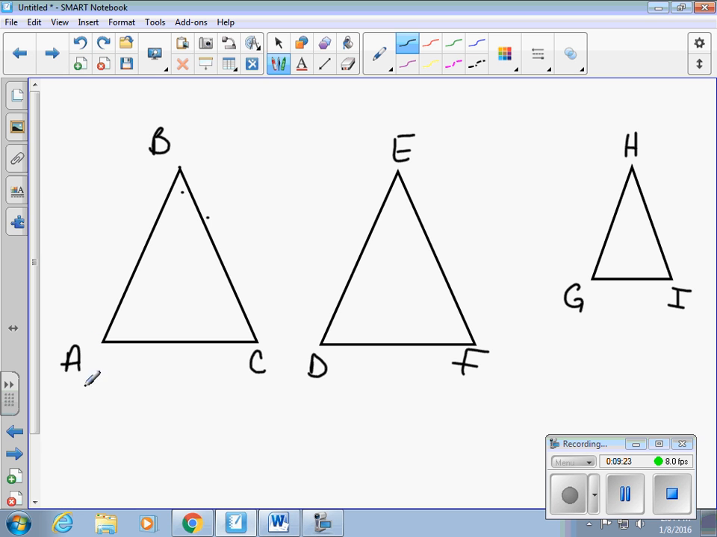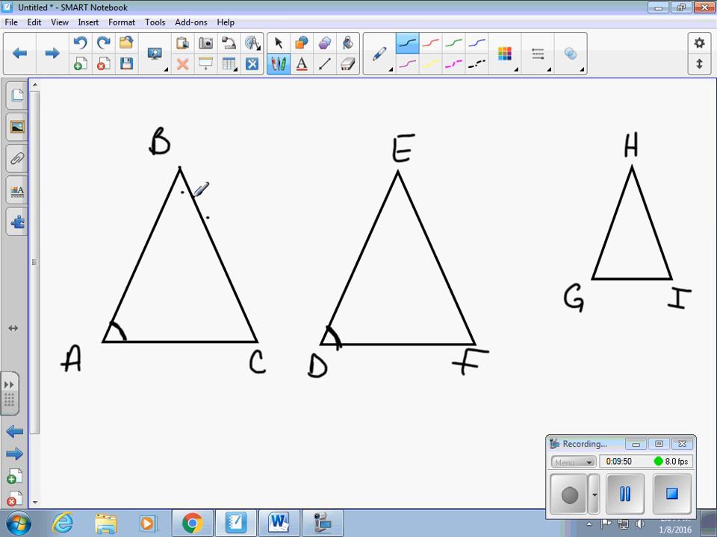Point A, okay, which is this angle. So when I do one letter, it's an angle. Angle A looks like what angle out of the second triangle? D. Does everybody see how those correspond? Now, sometimes they'll put little marks on the paper. Like I did one little mark here that told me that angle A and angle D correspond.